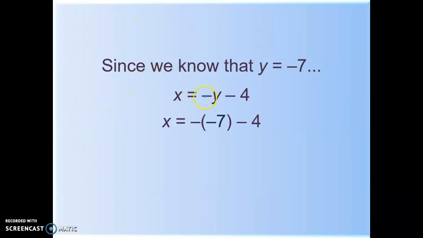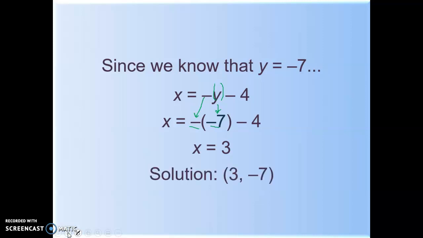Notice that my original negative sign stays here. I put parentheses around my y, and I've substituted negative 7 in for that y. It's really important because otherwise we wouldn't have those double negatives if we did not use those parentheses. We might drop one, and we don't want to drop that negative. We end up with x equals 3 once we combine our positive 7 and negative 4. So our solution is 3, negative 7.